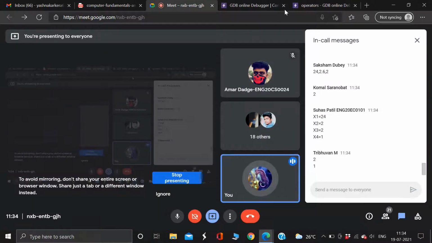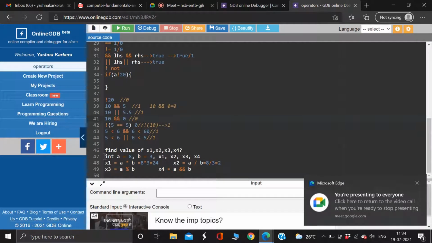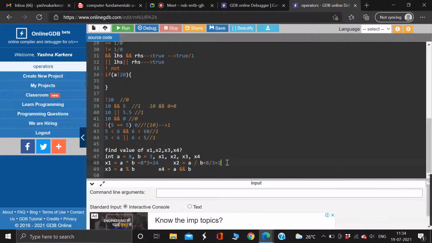Why did you get it as 2.6? You have to note that this is an integer. Only if it is a float will the floating point decimal digits be printed. If I give this as int, only the integer part gets printed, not the float part. Is this clear?